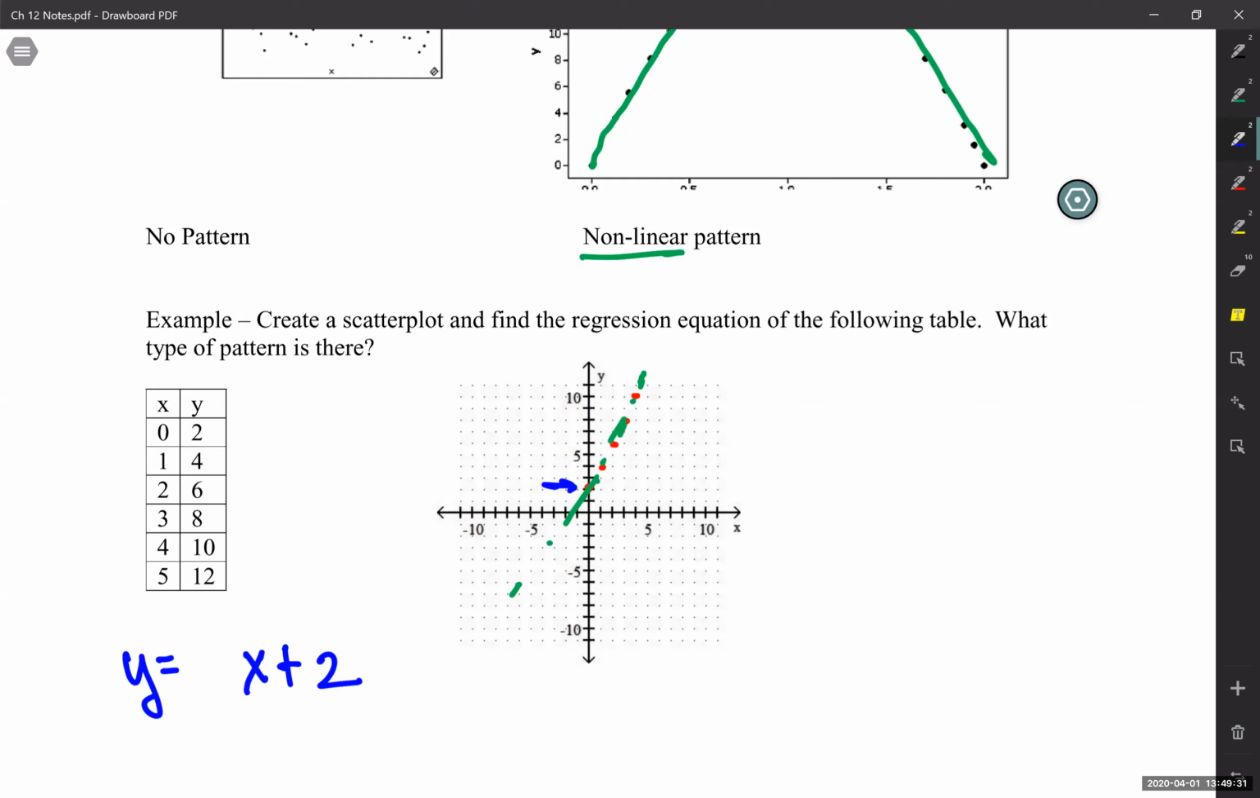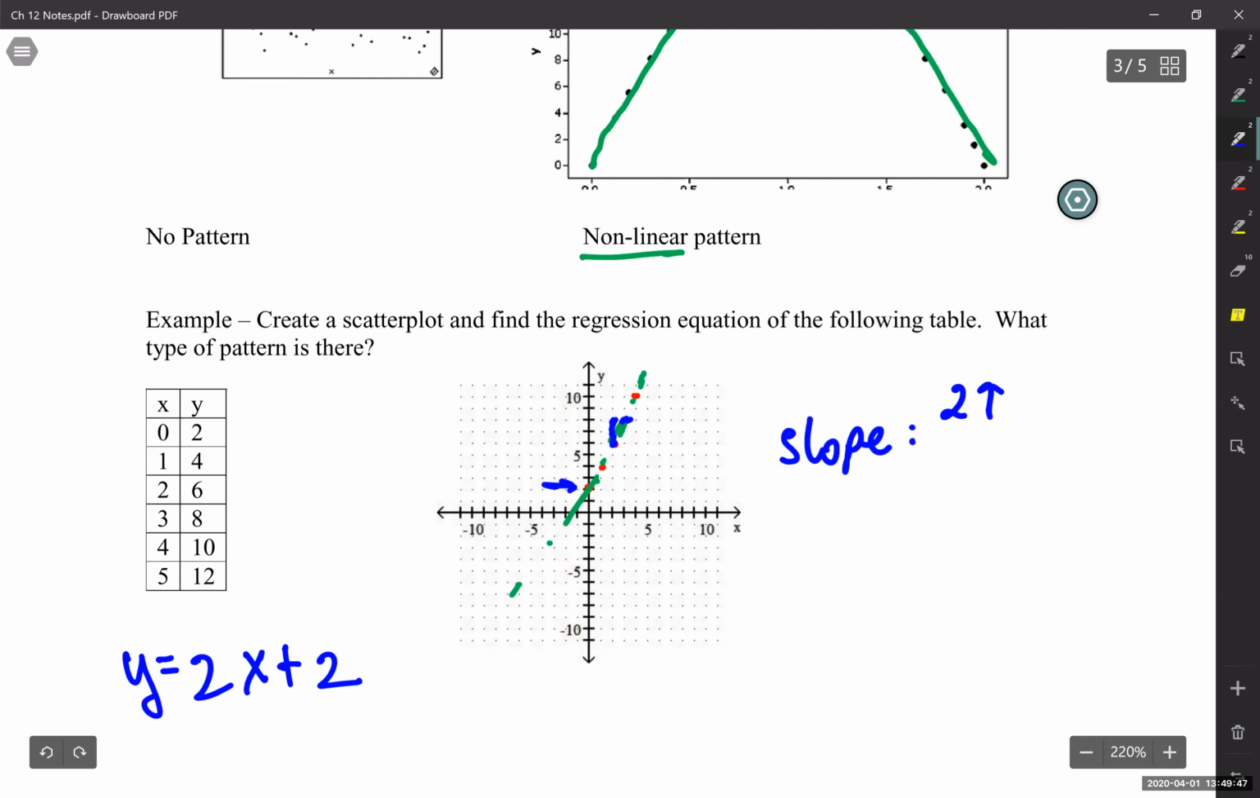And then the slope to get from one dot to the other, let's see, from here I'm going to go up 2 and over 1. So my slope is 2. My slope is up 2 over 1, which equals 2. Okay, so yes, there's some algebra involved in that problem.